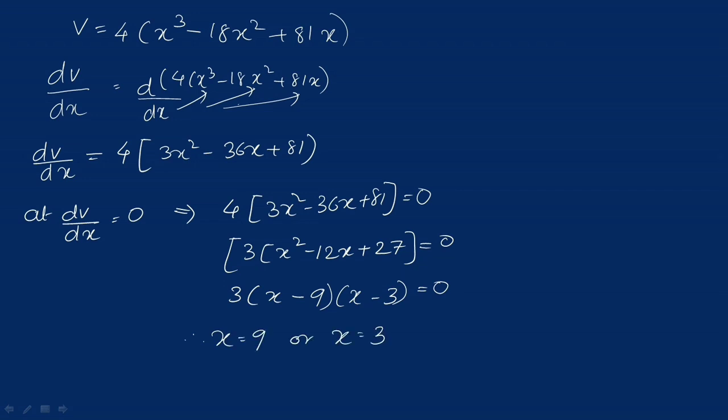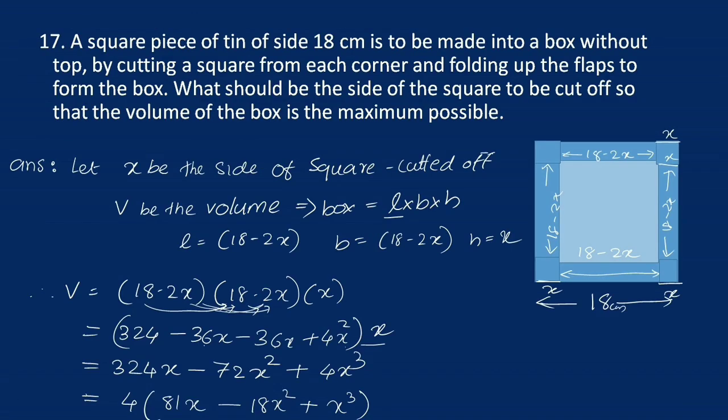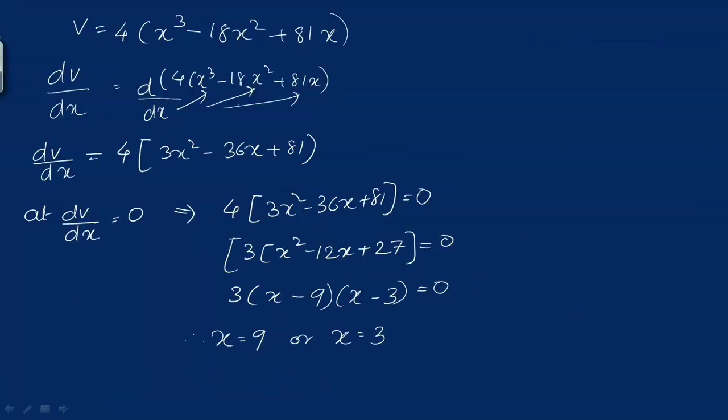So these are two values of x. Here 9 cannot be used. It is not possible here because the question asks what should be the side of the square to be cut off so that the volume of the box is maximum. We want to find the side to be cut off to make the volume maximum. So here x equal to 9 is not taken.